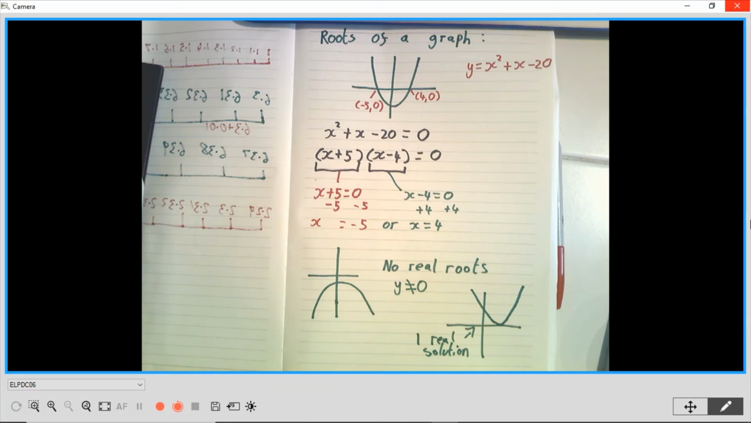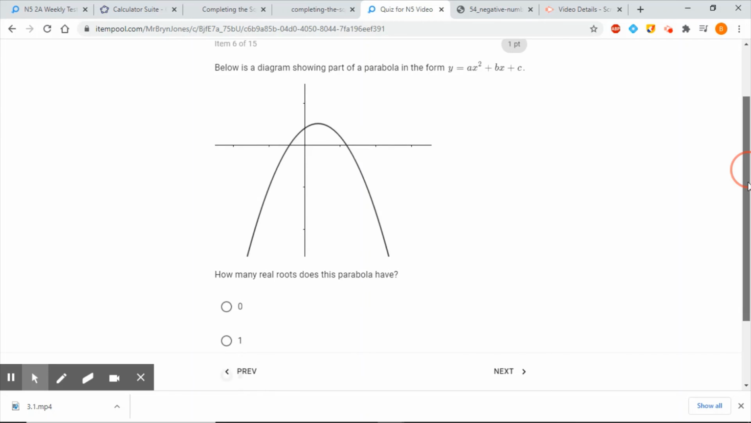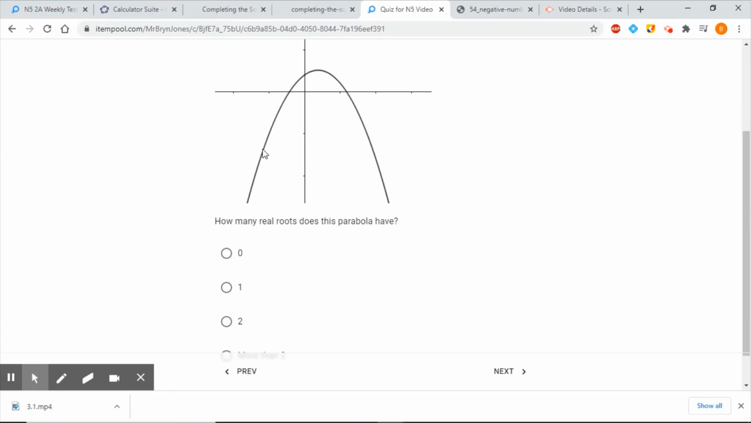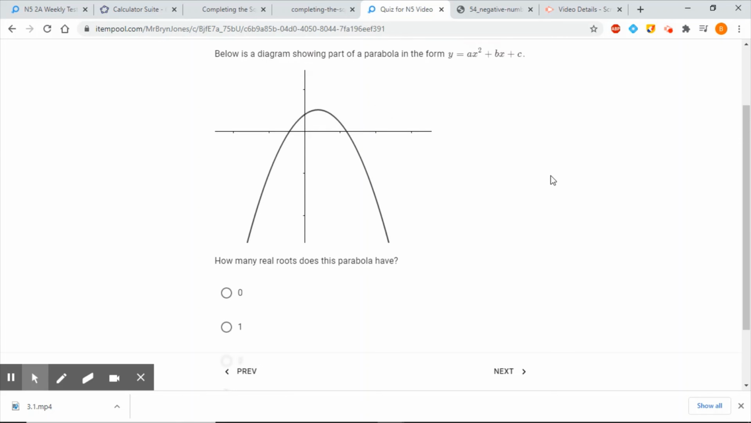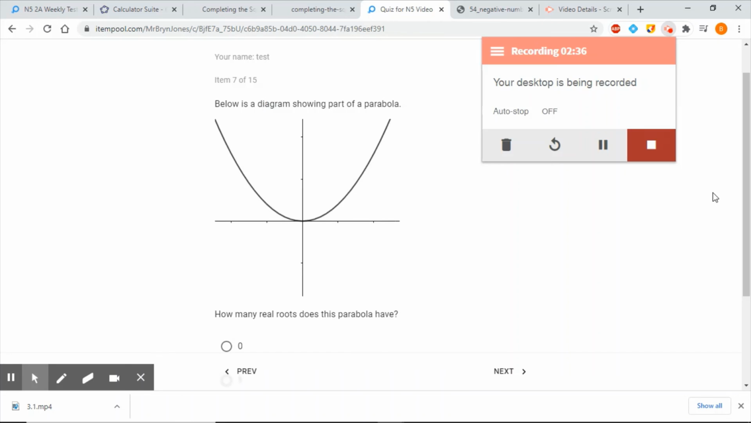Okay, so I think we're ready now to have a look at a question. Here is a question. Below is a diagram showing part of a parabola in the form y equals ax squared plus bx plus c. The question says, how many real roots does the parabola have? In other words, how many times does it cross the x-axis? Well, it crosses it twice, doesn't it? We can check, and we're correct.